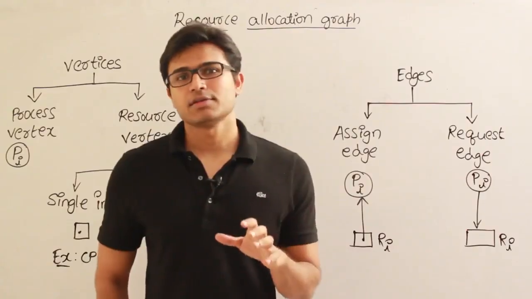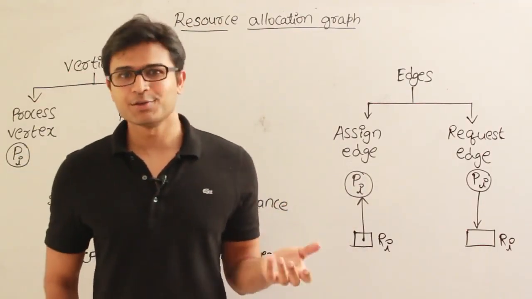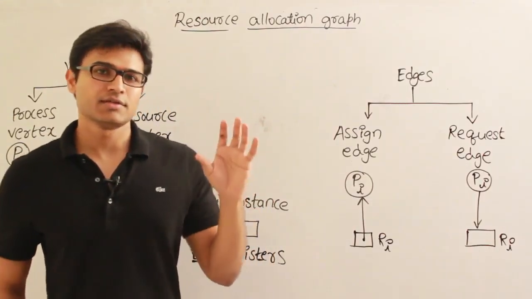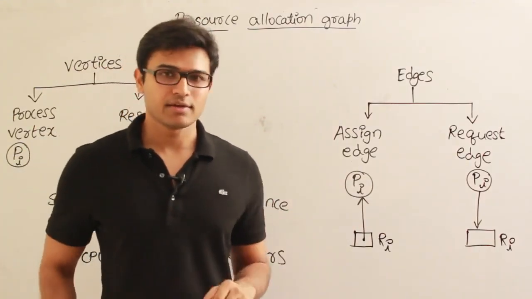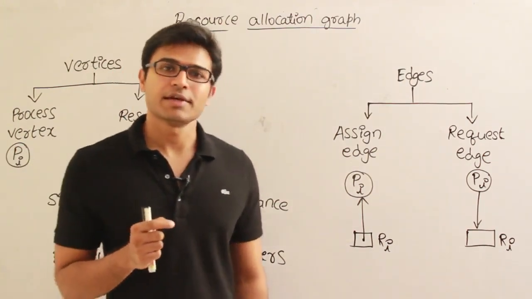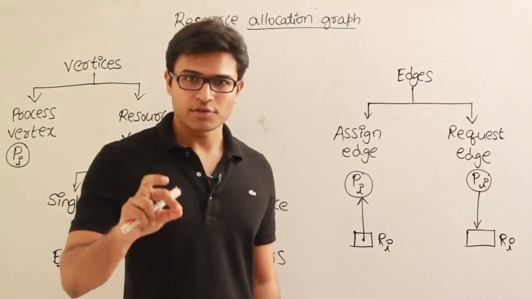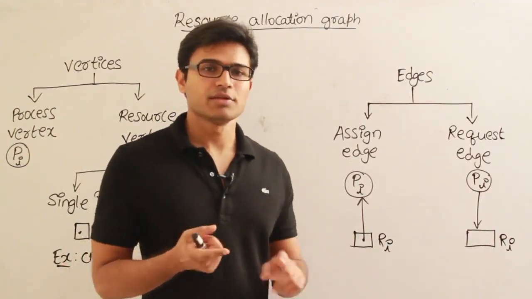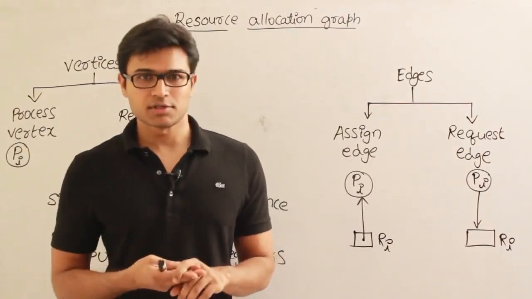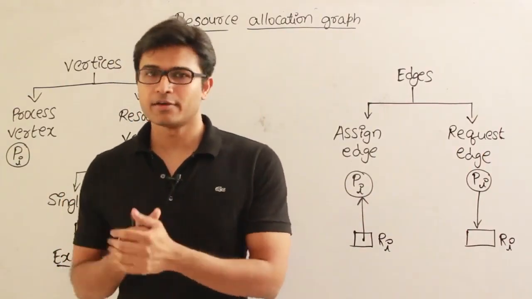Similarly, if you want to understand the state of a system, instead of using those tables, which are very easy to represent and understand, you could still represent the same information using graphs, and that graph is called a resource allocation graph. It explains the state of a system in terms of processes and resources, like how many resources are available, how many are allocated, and the future request of each process. Everything can be represented in terms of a diagram.